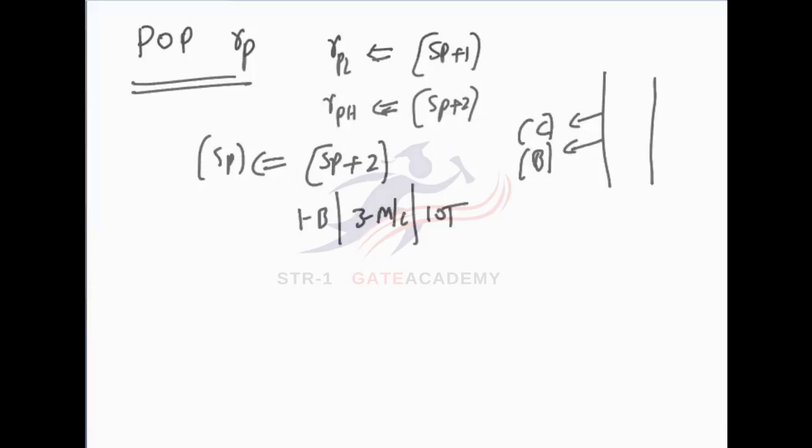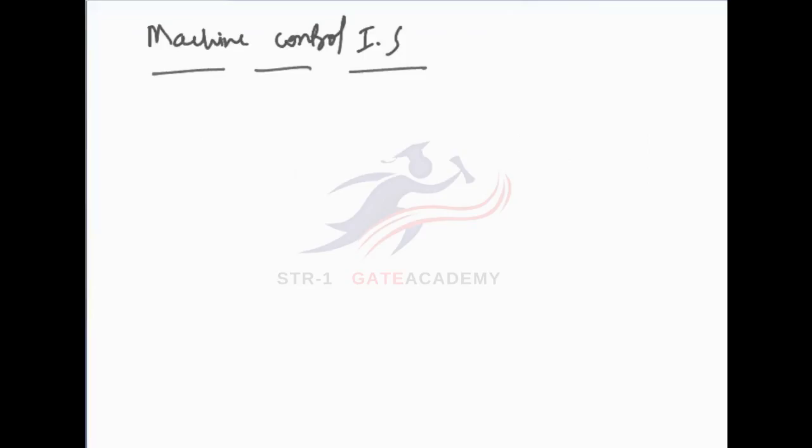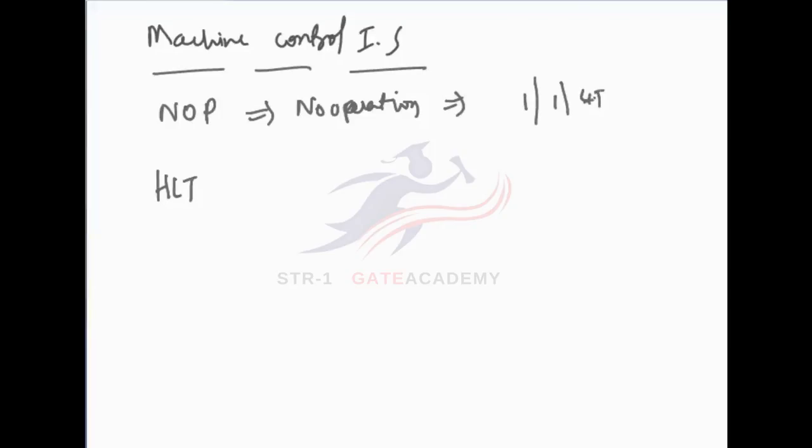Okay, so all these are data transfer instructions. Now the machine control instruction set. Here we have two operations, one is no operation and another is halt. NOP is nothing but no operation. It does not perform any other operation, that's why it's called no operation. But it takes some time. How much time? 1 machine cycle, 4 T states.